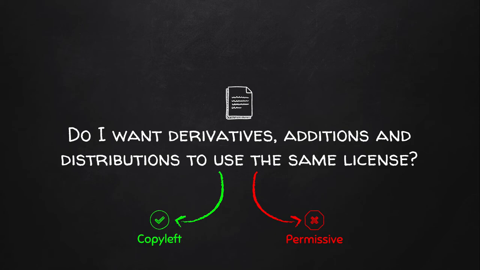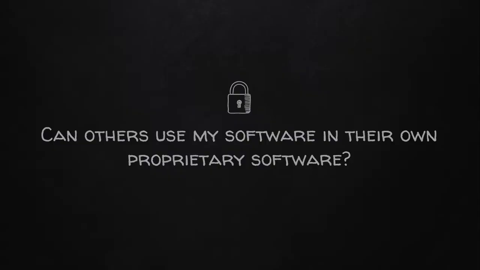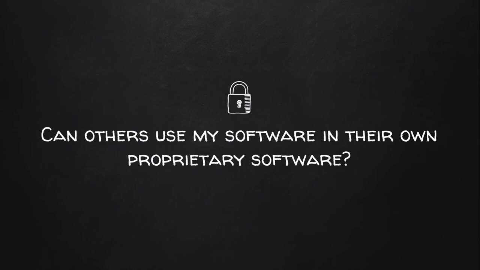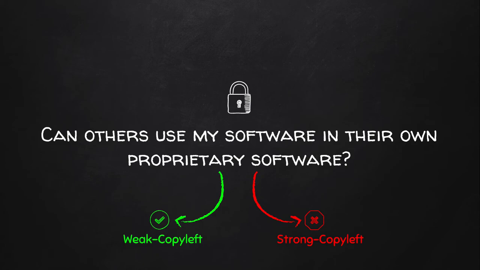If you do go with copyleft, there's one other question to ask yourself, which is, can others use my software in their own proprietary software? Basically, do I care if people are going to use this to make money? If you don't, go with weak copyleft. Then you allow people to create their distributions that they can sell and package your software into. If you do care, if you're like, no, I don't want anyone to profit from my work, strong copyleft, so no matter how they use your software, they have to use the same license as you.